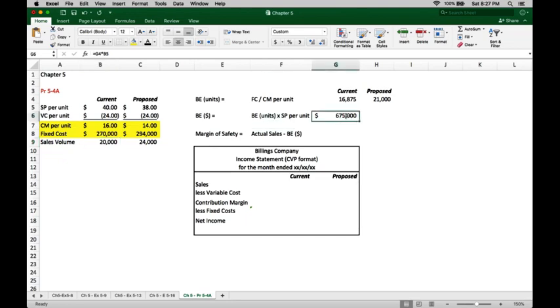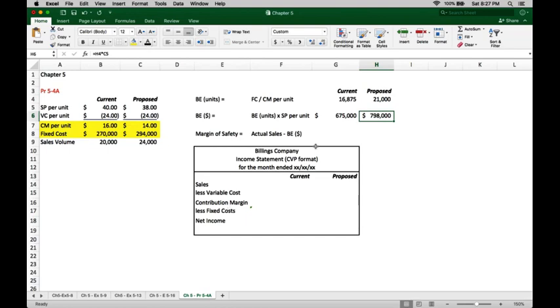So let me just confirm that I have the correct formula in place. It's going to be G4 times B5, and that's what I have over here. Okay, and what would it be over here? It's going to be 21,000 times 38. Okay, I need to sell more at a smaller price. Don't know about you, but this doesn't look attractive to me at all. Margin of safety is the sales minus the break-even point in sales.